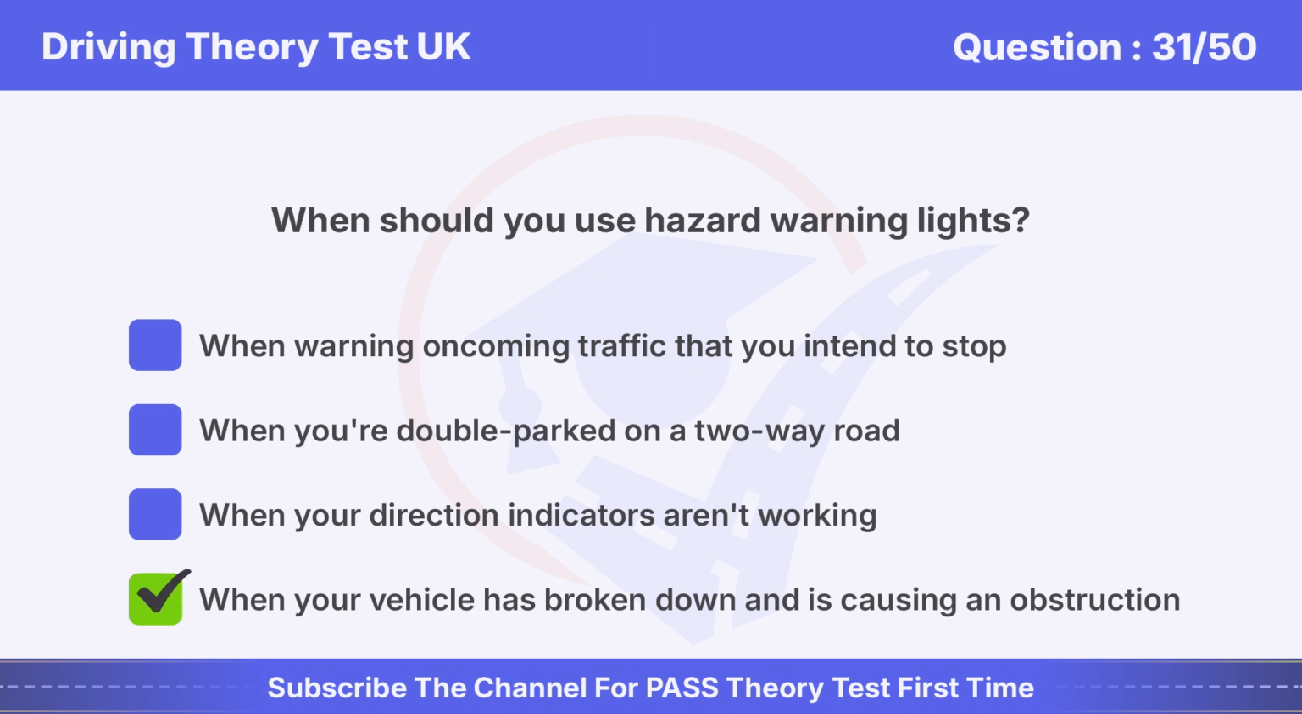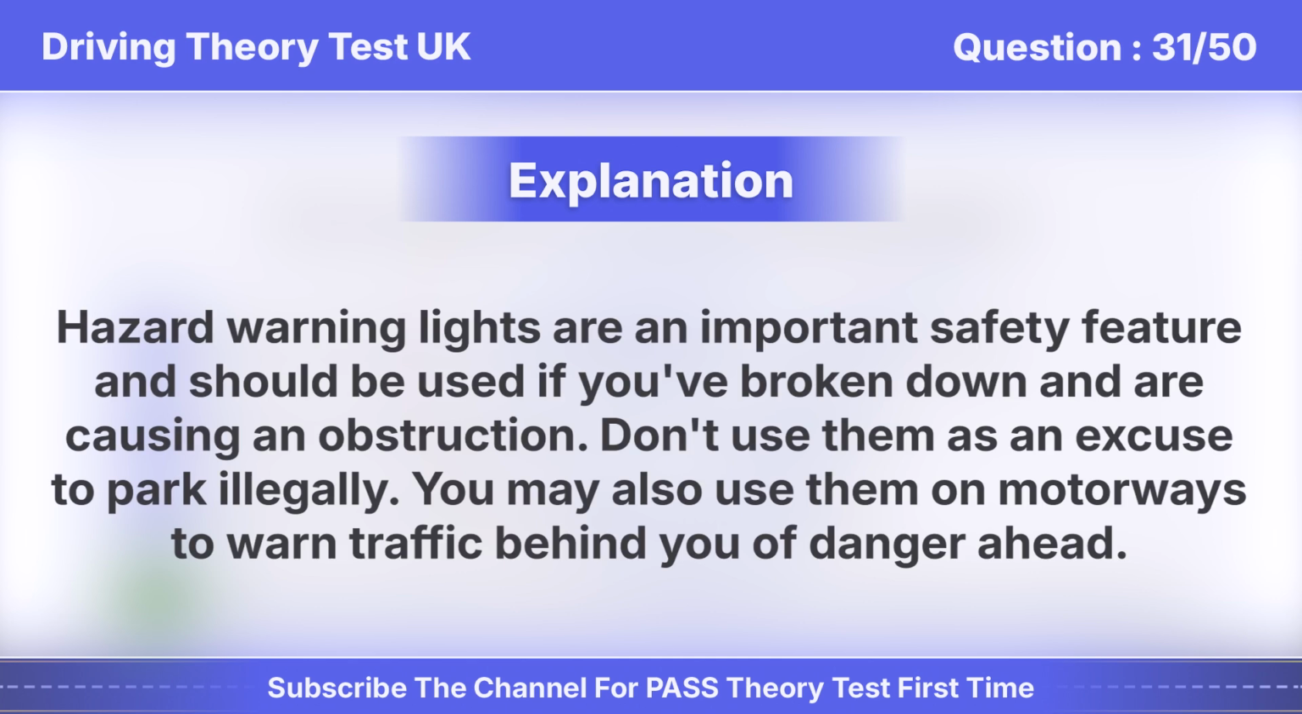Answer is D. When your vehicle has broken down and is causing an obstruction. Hazard warning lights are an important safety feature and should be used if you've broken down and are causing an obstruction. Don't use them as an excuse to park illegally. You may also use them on motorways to warn traffic behind you of danger ahead.